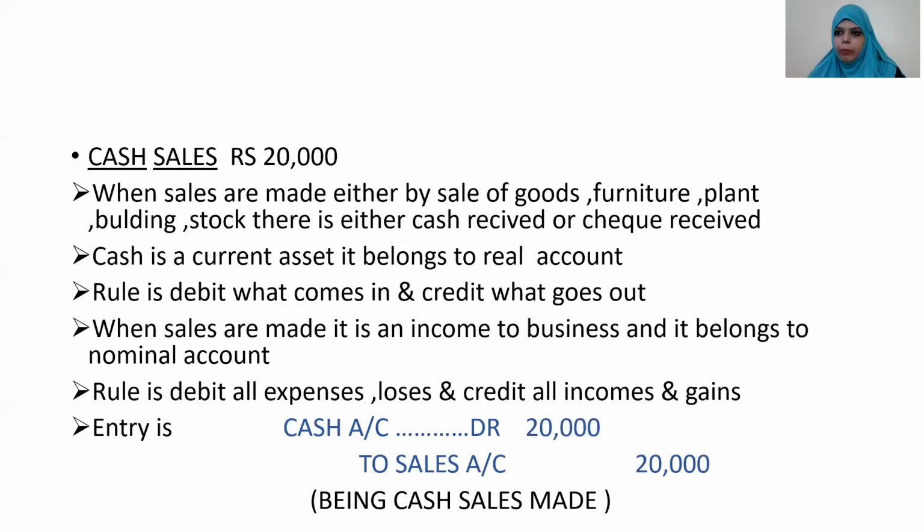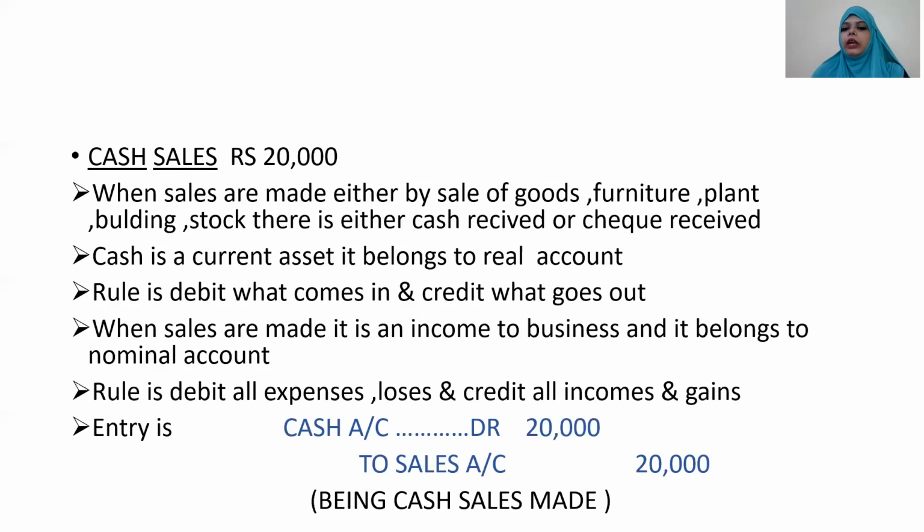Obviously, when you sell a thing, you get a profit along with it. You may or may not get a profit, but sales are a way of income to the business. So the rule is debit all expenses and losses and credit all incomes and gains. So obviously here we have two things as well. First is when cash sales is made, the goods go out and cash comes in. And the second part is cash sales means sales is made, it is a part of the income to the business. So this is a nominal account.